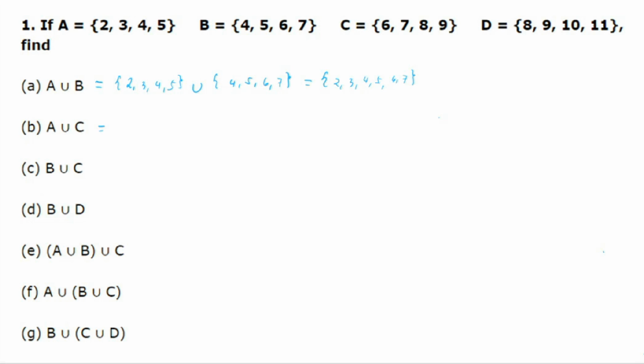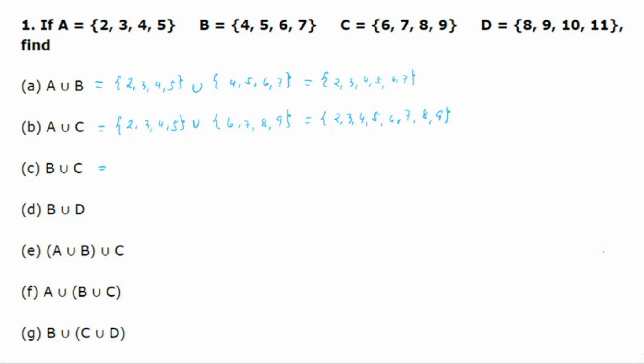So let's continue with letter B. We have A union C. I will write first the elements of set A. We have 2, 3, 4, 5. Union C, we have 6, 7, 8, and 9. So combining the two sets A and C, we have A union C. Therefore, we have 2, 3, 4, 5, 6, 7, 8, 9.